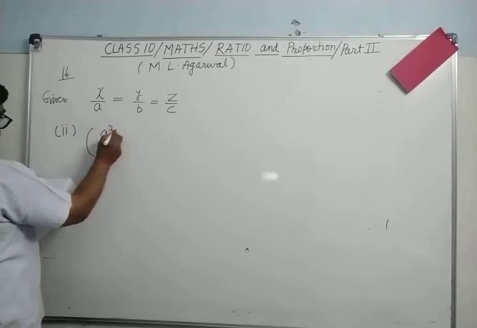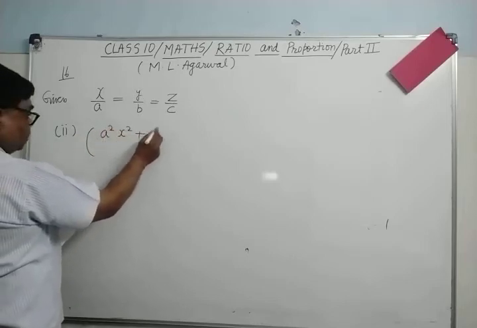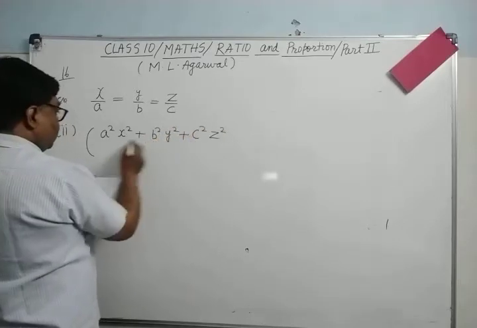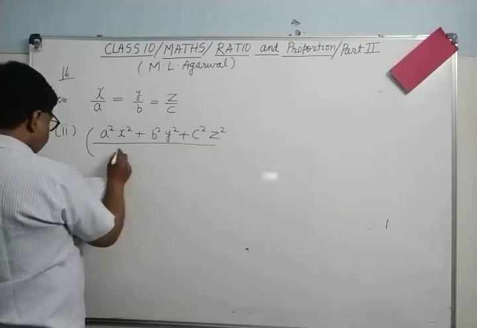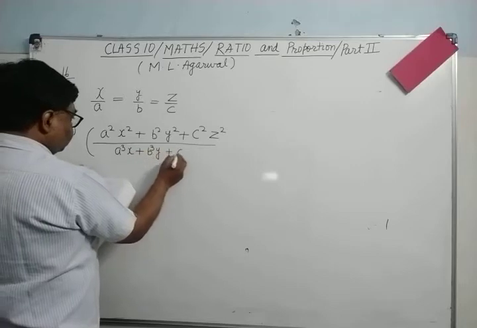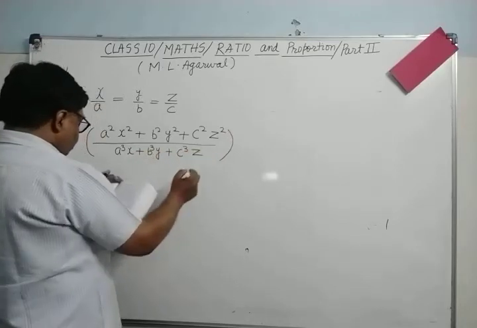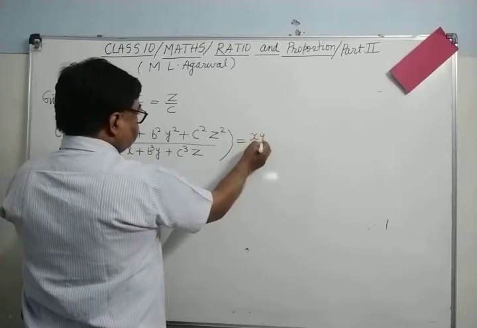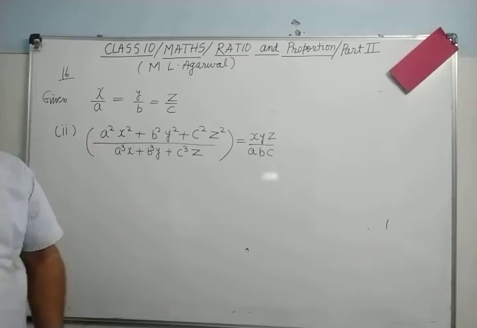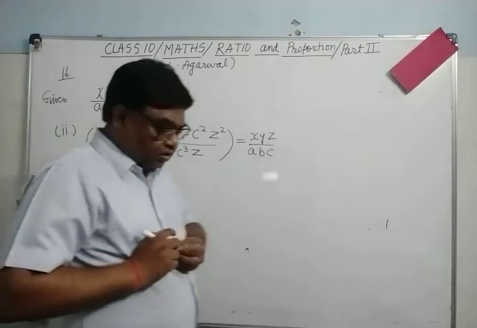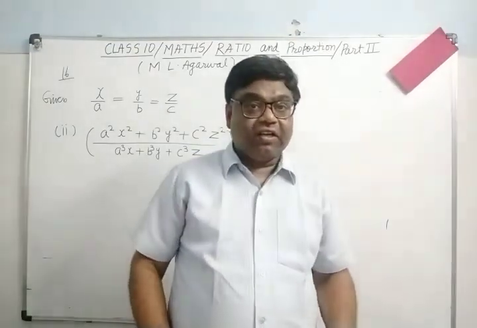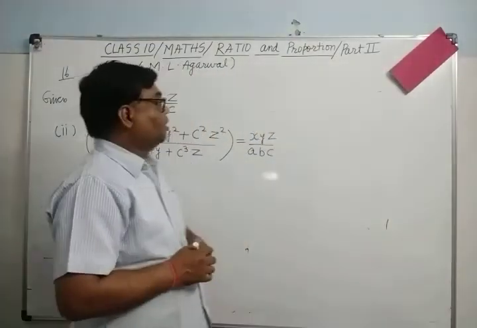a square x square plus b square y square plus c square z square divided by a cube x plus b cube y plus c cube z equals xyz upon abc. This you have to prove. Now how will you prove this? It looks very difficult, but actually it is not difficult. Here it is very simple.